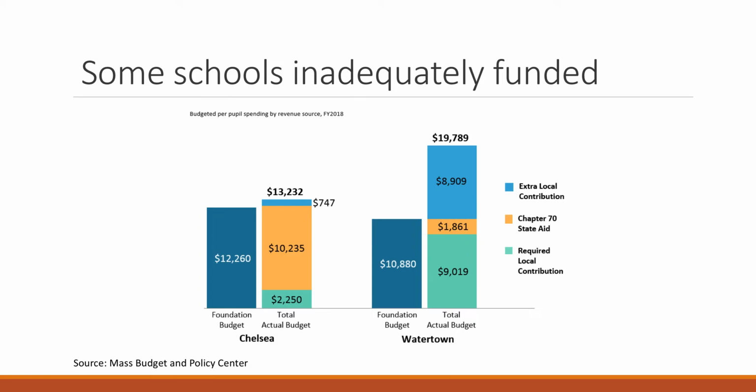Those communities are all spending very close to their foundation budget and therefore are not spending enough, since the foundation budget is an understatement of costs. Other communities like Watertown are spending much more than their foundation budget, so they are spending an amount that's adequate to provide for their children. So there's a block of children in the state who are not receiving an adequate education.